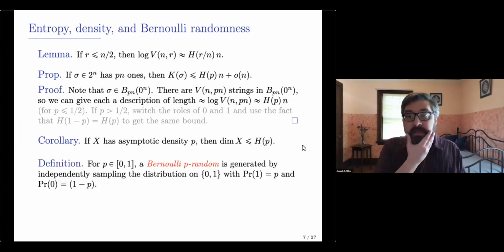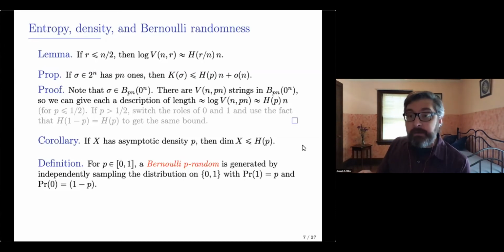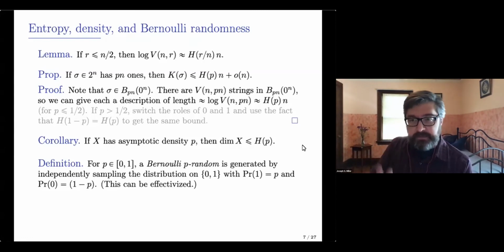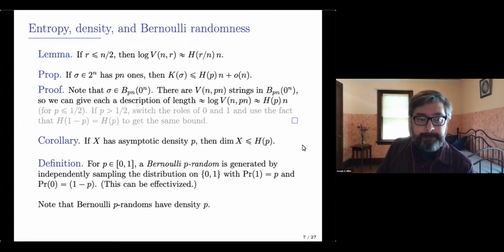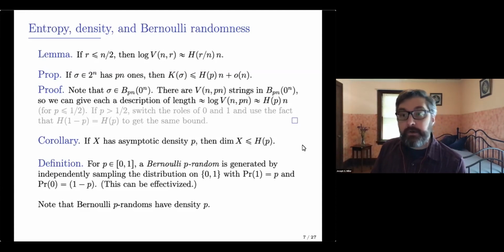One important case of sequences that have density p are the Bernoulli p randoms. You can think of these as being generated by flipping that unfair coin I was talking about before, where heads has probability p and tails has probability 1 minus p. Each coin flip is independent. You can effectivize this definition and talk about it the same way we talk about Martin-Löf randomness, but I just want to give you the intuition for what a Bernoulli p random is. And these, unsurprisingly, have density p. One has probability p of coming up. That's what you would expect. It's the law of large numbers.